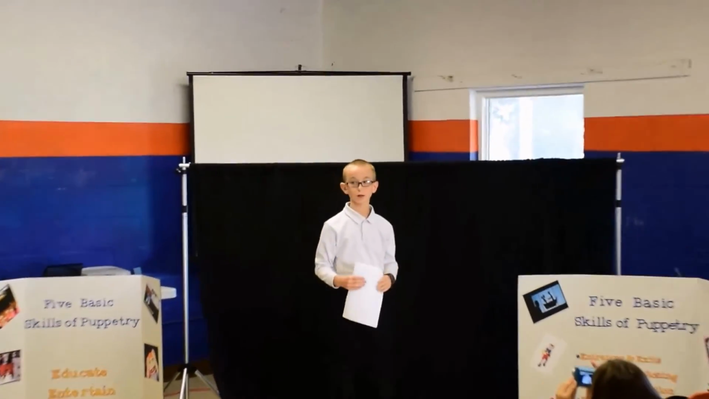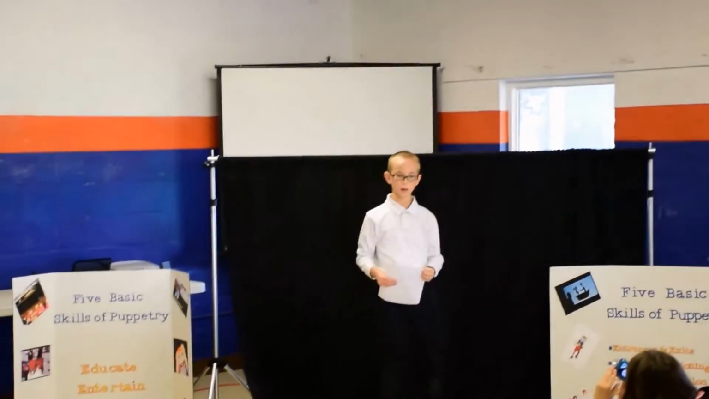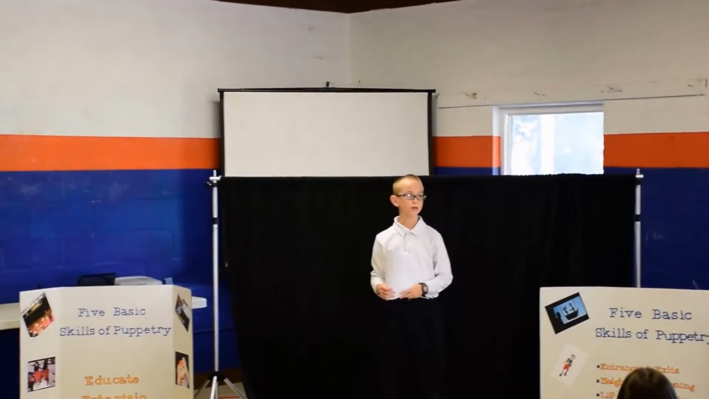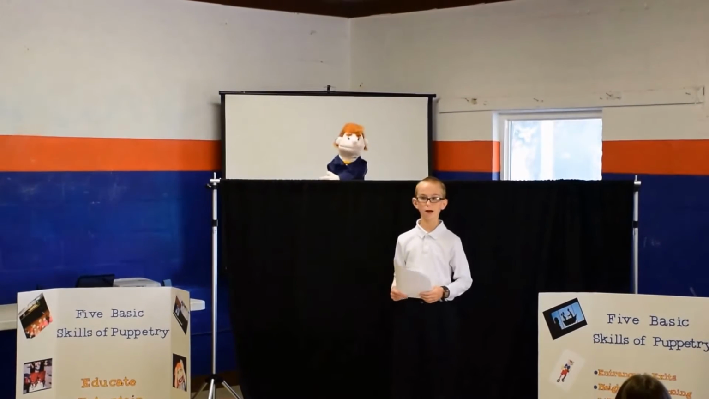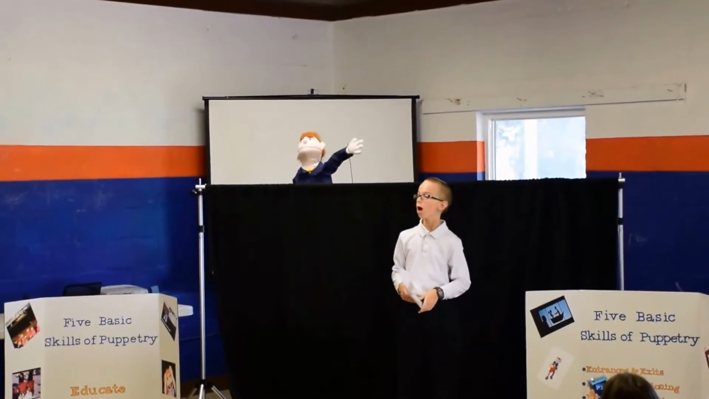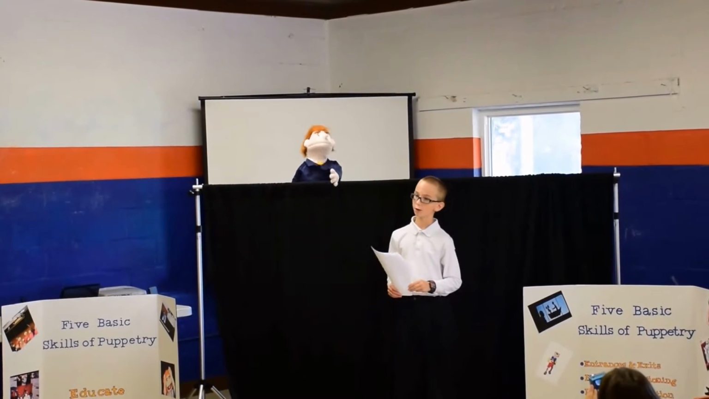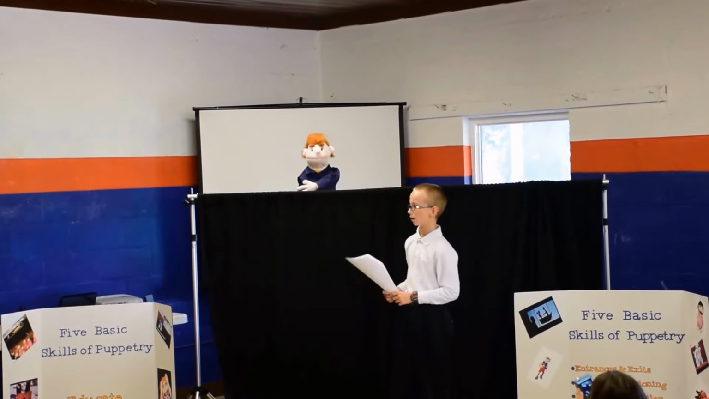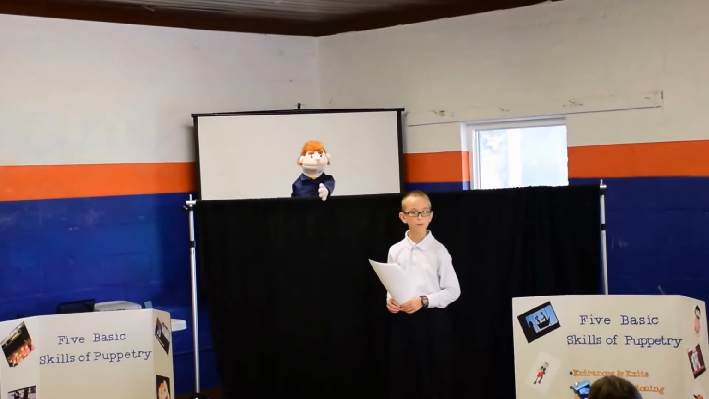Our third basic skill we will learn today is proper lip synchronization. Proper lip synchronization is probably the most important of the 5 basic skills, since it's the most noticeable when it's done incorrectly. The proper way to move the puppet's mouth is to drop the bottom jaw 1 time for every syllable that you say. Get your invisible puppets ready.